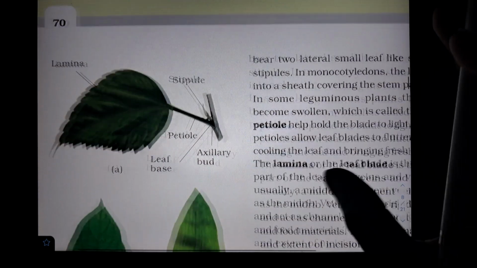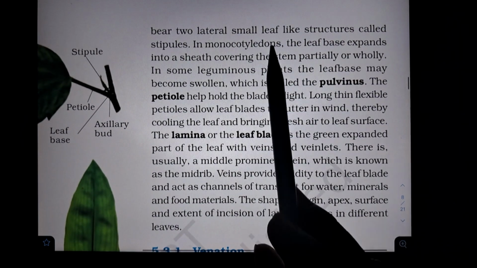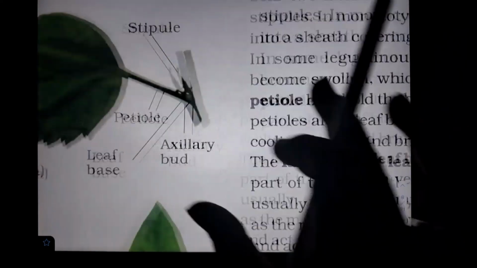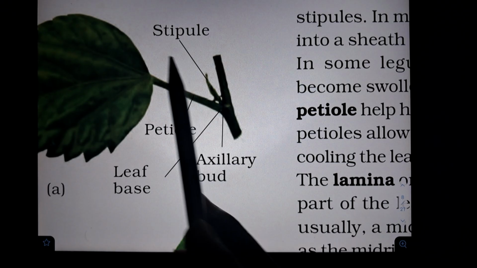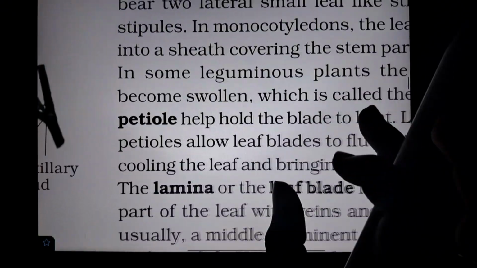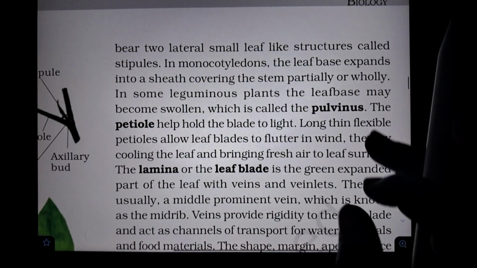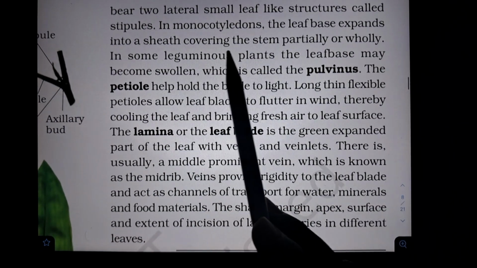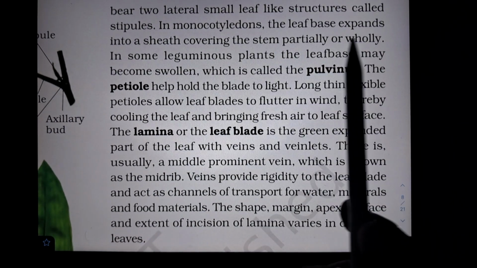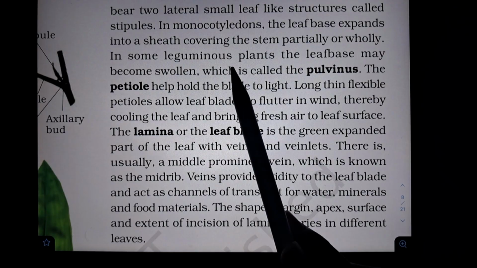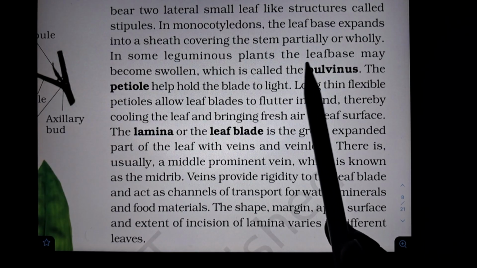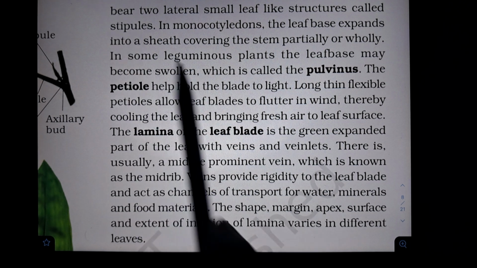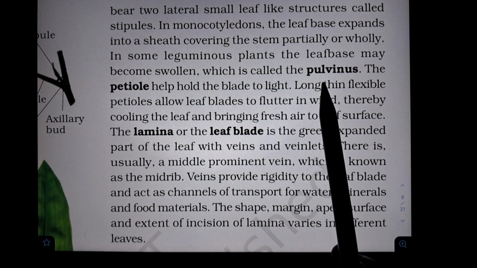Next, the leaf base may bear two lateral small leafy structures called stipules. You can see this one here. In monocotyledons, the leaf base extends into a sheath covering the stem partially or wholly. In some leguminous plants, the leaf base may become swollen, and these are called pulvini.